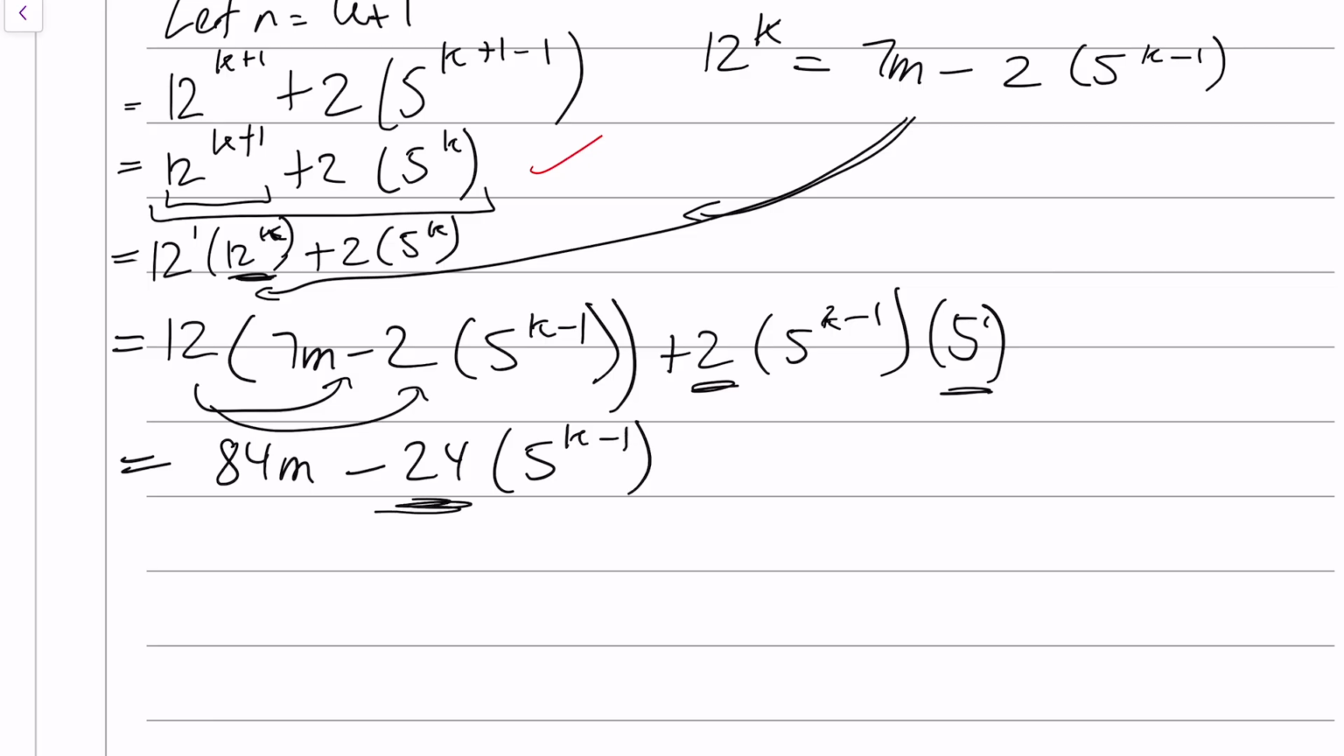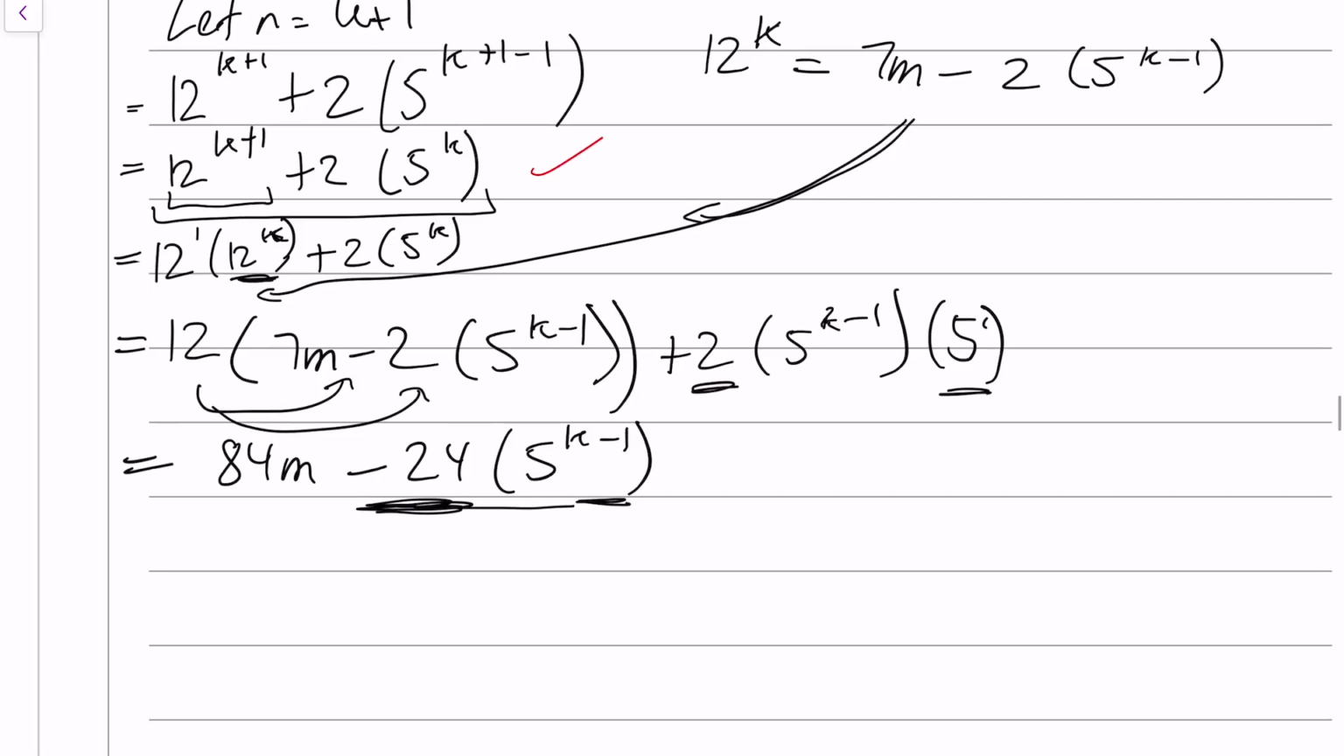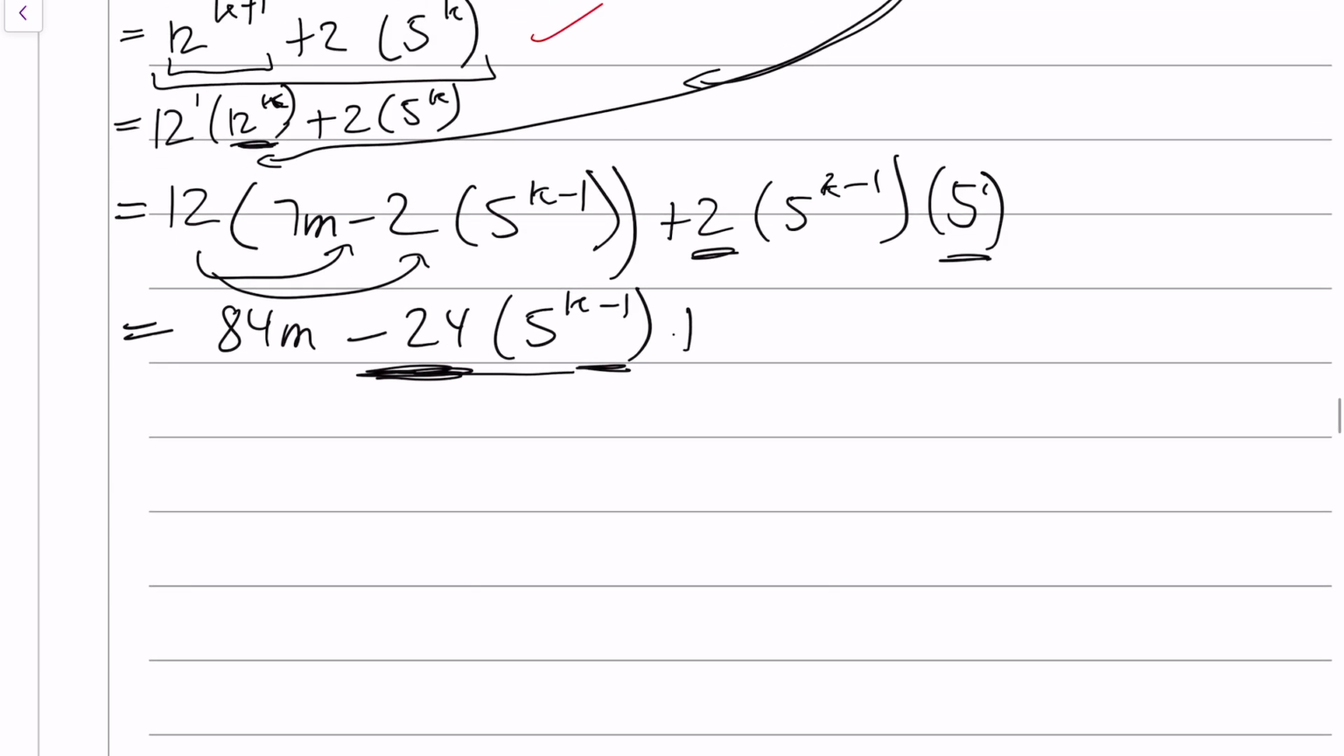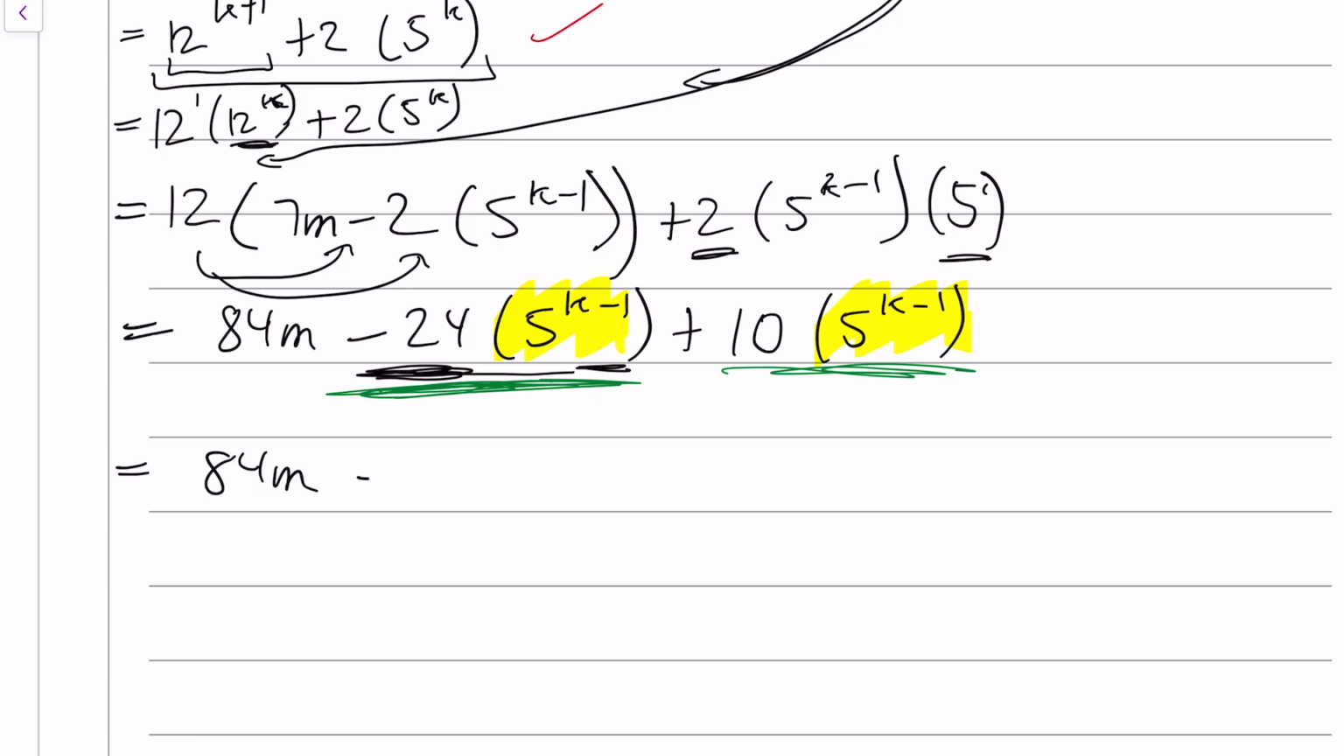So notice my 24, a coefficient in front of the 5 to the k minus 1, is not a factor of 7. However, once I do 2 times 5, which is 10, positive 10, times 5 to the k minus 1, then I have basically like terms now. So these green underlines, they are like terms because they're just basically lots of the 5 to the power of k minus 1. Negative 24 lots plus 10 lots of that I've highlighted in yellow. And so I have 84m minus 14 times 5 to the k minus 1.